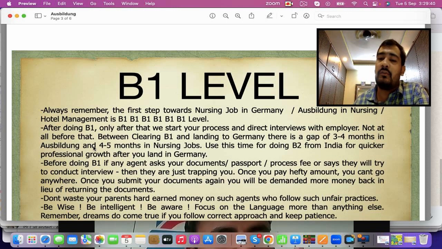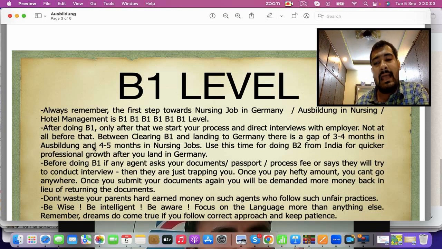Once you pay a hefty amount, now you cannot go anywhere. Your parents will not allow you to go to any other place. Anyhow, you have to learn the language from there only, even if that consultant doesn't have good teachers. All this I am telling you from my experience. I am connected to many consultants, not just one. I am connected to more than 10-15 consultants, and I have seen what kind of practice is going on in the market.